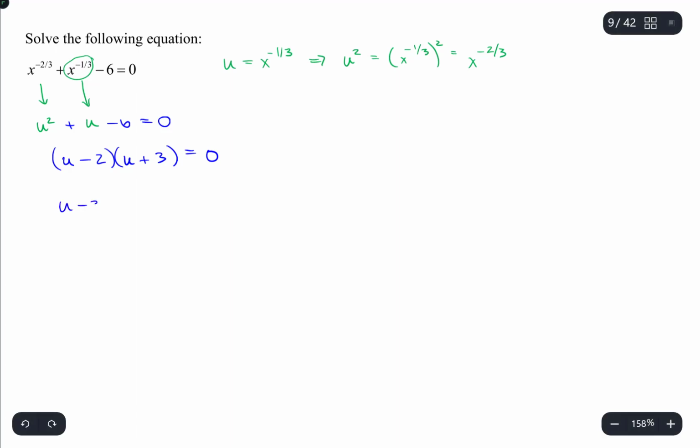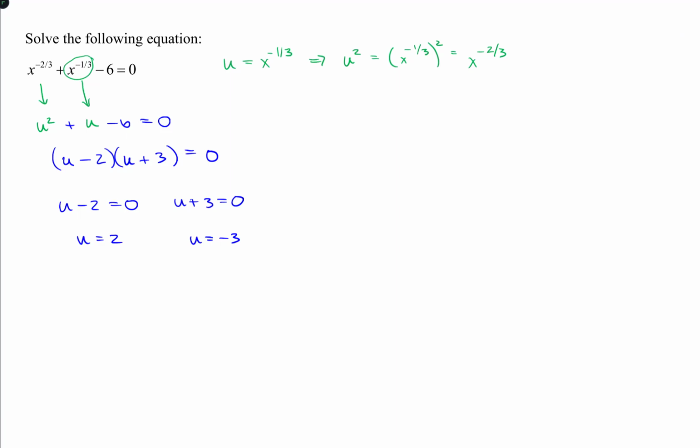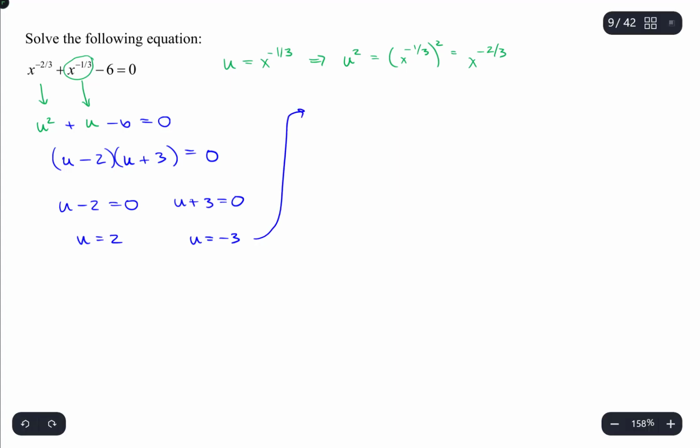All right, so now I have two factors which I can set equal to 0 and solve separately. So u equals 2 and u equals negative 3. Now, I'm not quite finished because these equations need to be solved in terms of x. So all I need to do then is go back to my original substitution and replace. So instead of saying u equals 2, I'm going to say x to the negative 1/3 equals 2. And similarly, x to the negative 1/3 equals negative 3.